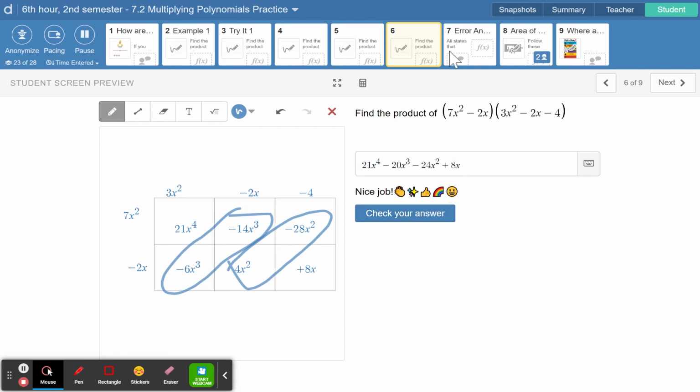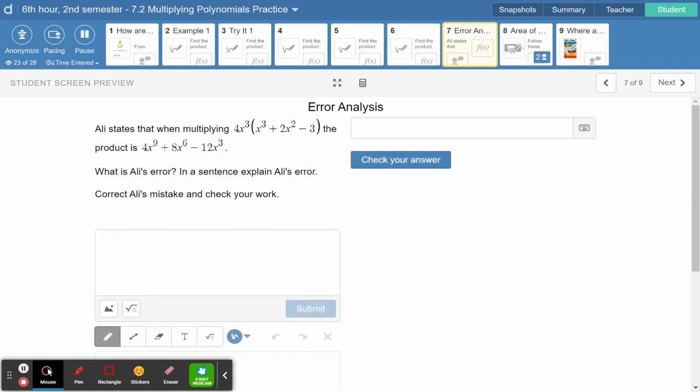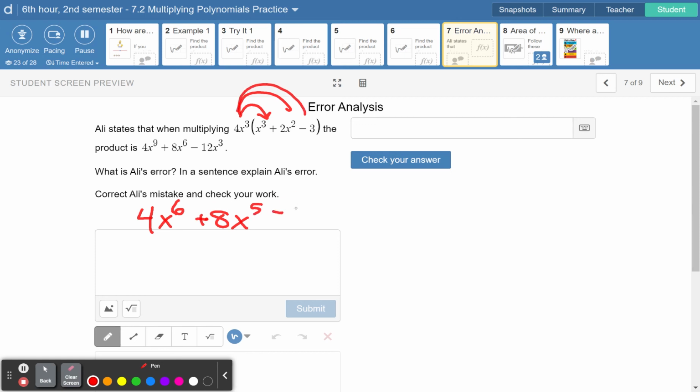I just mistyped it. Now, slide number 7 is where did Ali make a mistake? And Ali made a mistake with distribution. So 4x to the third times x to the third, we have to add the exponents. 4 times 2 is positive 8, and then we have to add the exponents. And then we just rewrite the x to the third. So Ali's error was he multiplied the exponents, where in this case you're adding the exponents.